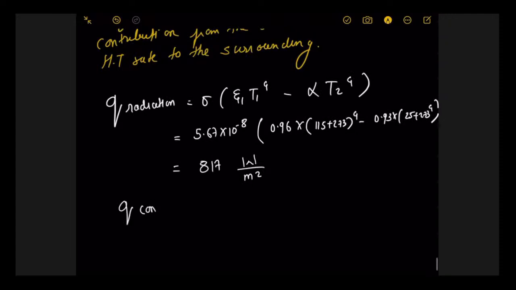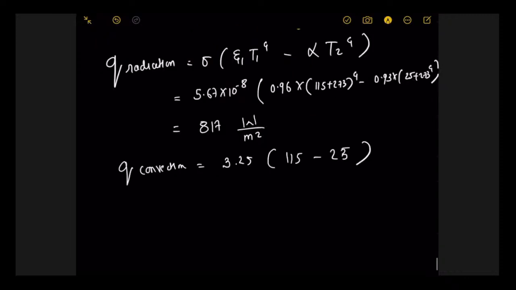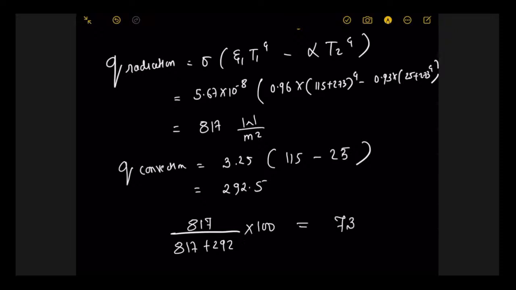Q convection is equal to 3.25 into 115 minus 25. It is equal to 292.5. Now you calculate this. What is the percentage from the radiation? It is 817 upon 817 plus 292 into 100, which is equal to 73%. So there is 73% heat transfer through the radiation.